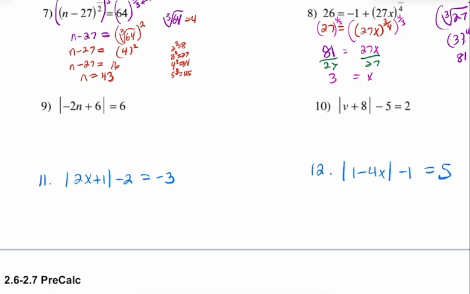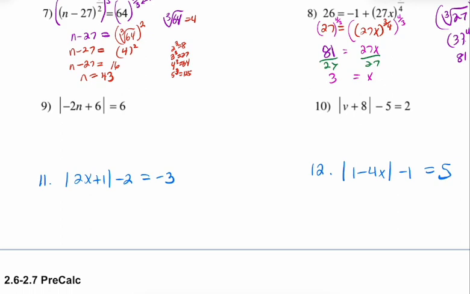Once you have it by itself, as long as it's equal to a positive number, set up your 2 cases. If it equals a negative number, you know it's not going to work. But if you forget that, when you go to check it, you'll see it doesn't work. You'll end up getting like a positive equals a negative.